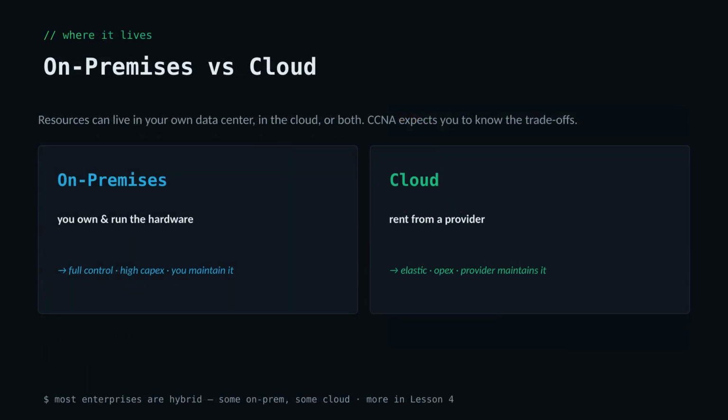Now, once traffic gets past that edge, the question becomes, where do those resources actually live? Traditionally, you'd run everything on premises, your own servers, your own data center, full control over the hardware, but also high upfront capital and the burden of maintaining it yourself. Cloud flips that model. You rent capacity from a provider, scale up or down on demand, and shift from CapEx to OpEx while someone else handles the racks. In practice, most enterprises land somewhere in between, running a hybrid mix. And we'll dig into how that edge stretches into the cloud in the next lesson.